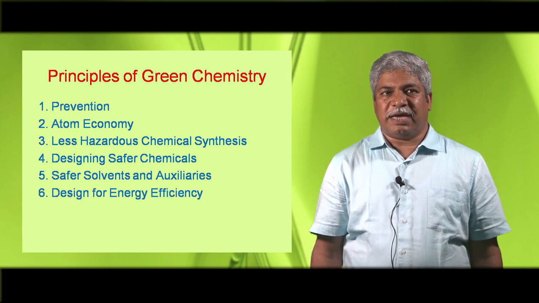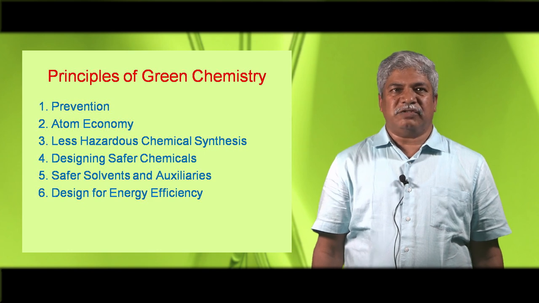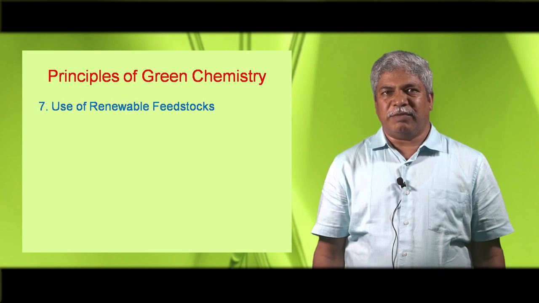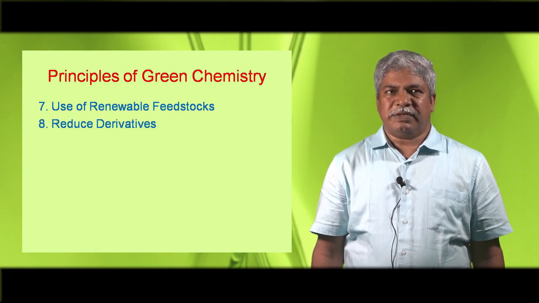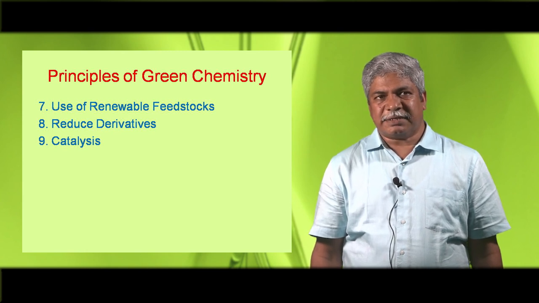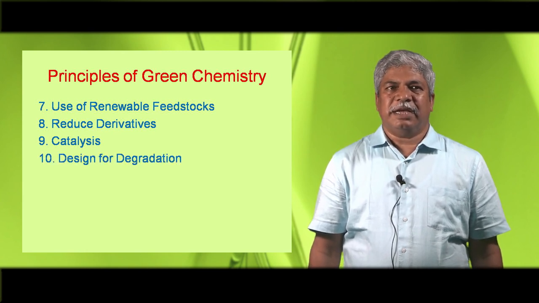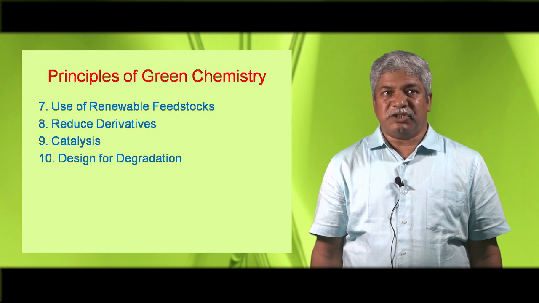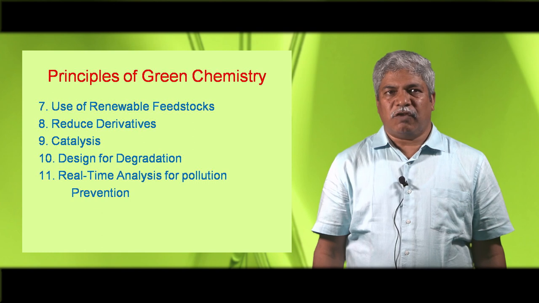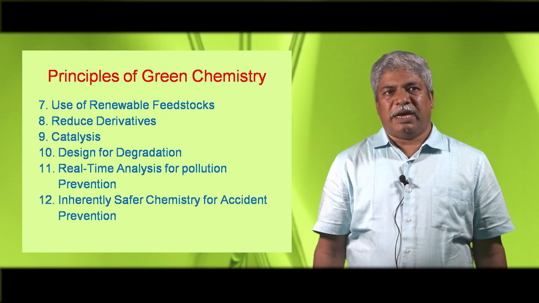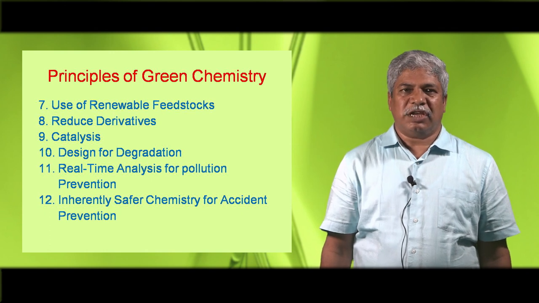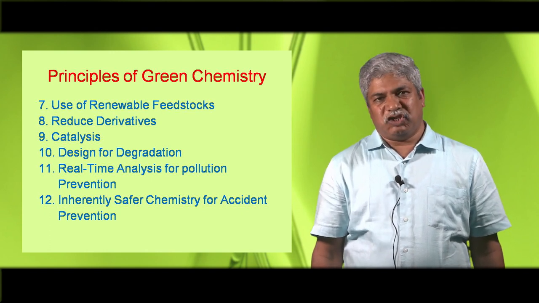Sixth one, design for energy efficiency. Then seventh one is use of renewable feedstocks. Eighth one is reduce derivatives. Ninth one is about catalysis. The 10th principle is design for degradation. Then the 11th principle is about real-time analysis for pollution prevention. And the 12th, the last principle, is inherently safer chemistry for accident prevention.